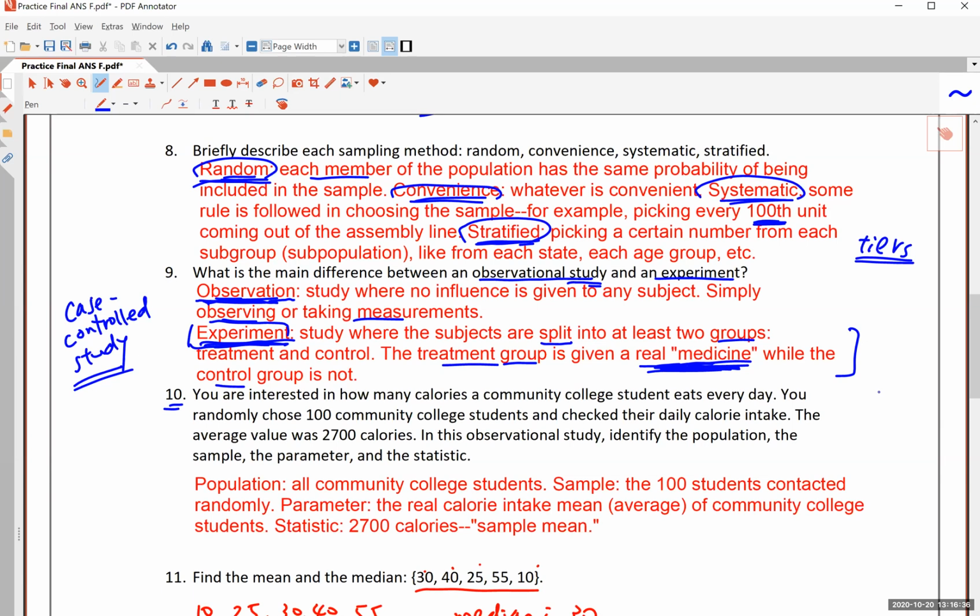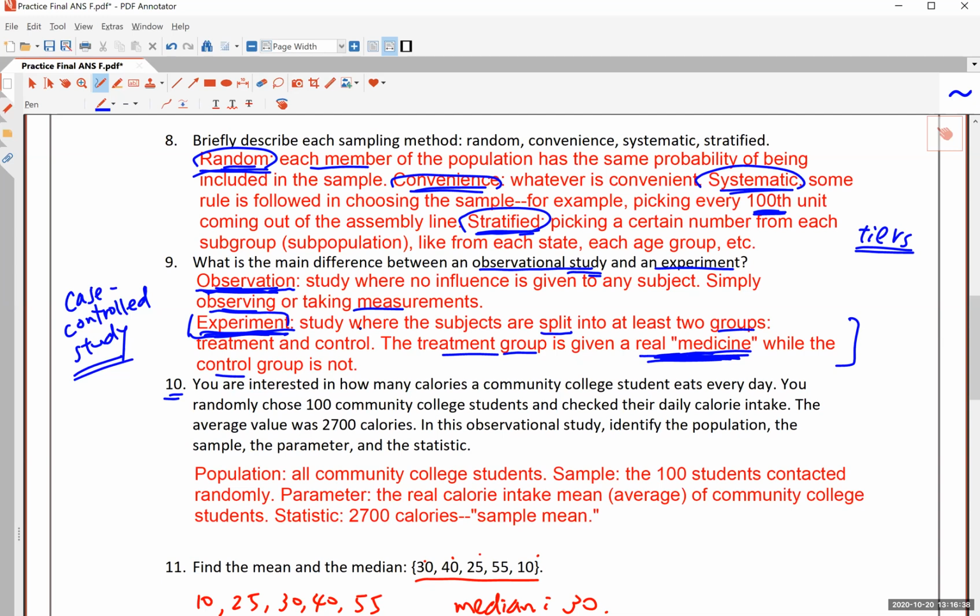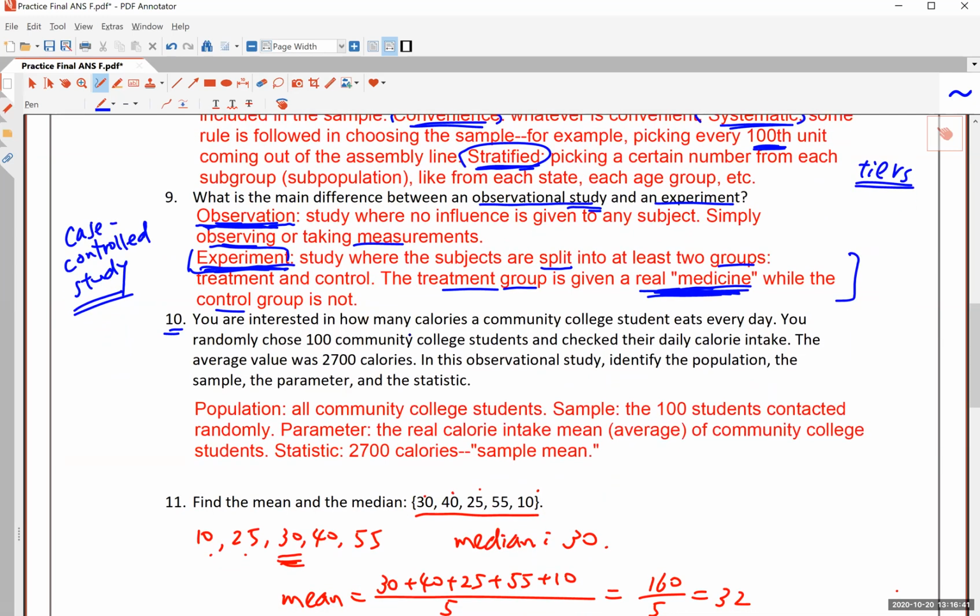All right, let's go to number 10. You are interested in how many calories a community college student eats every day. You randomly choose 100. Remember, by the way, go back and maybe highlight this: you are interested in something. This is what you're trying to find out. And in order to find that answer, you choose 100 community college students and check their daily calorie intake. The average was 27,000, oops, that would be a lot, 2,700 calories.